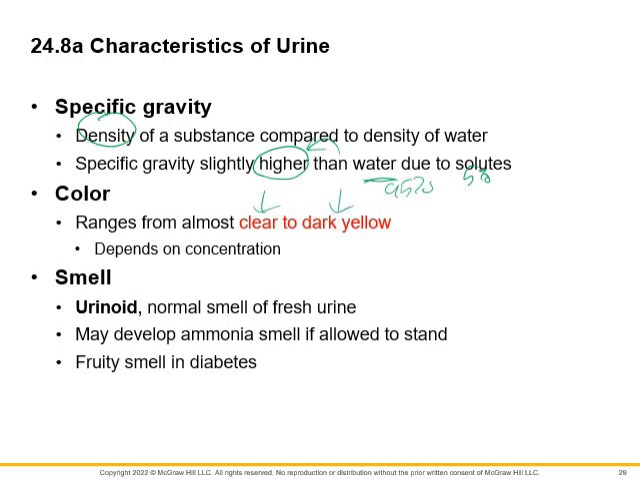Color, clear to dark yellow, depending on concentration. And the smell. Normal urine doesn't have a terrible smell. If the urine sits for a while, the ammonia starts breaking down due to bacteria. And that's when you start having that smell, that ammonia strong smell of urine.